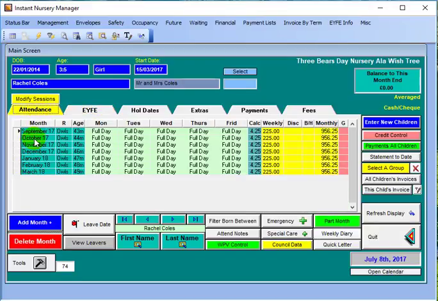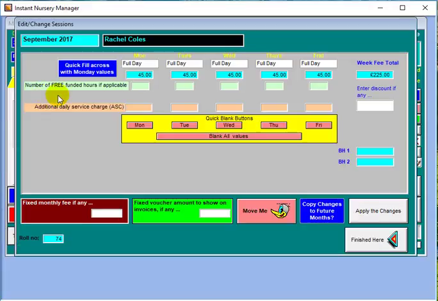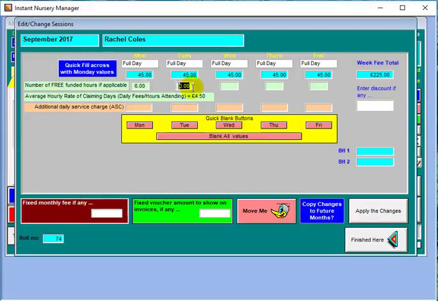But we've also given you an alternative way to apply your funding. For example, look, let's just focus on September. We'll modify the sessions. And we say that Rachel is entitled to 30 hours free entitlement a week.